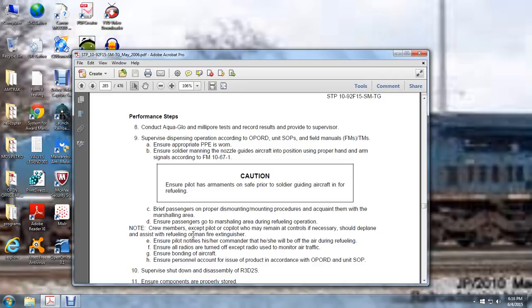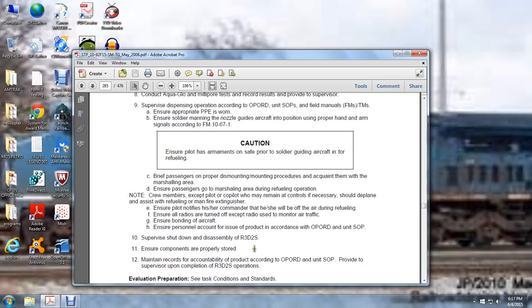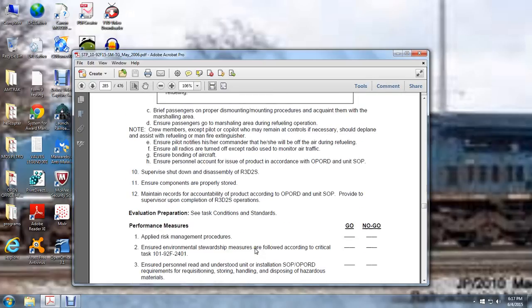Crew members, except for the pilot and co-pilot, who remain on the controls as necessary, shall deplane and assist with the refueling and the main fire extinguisher, and the pilot notifies his or her commander that he or she will be off the air during refueling. Ensure all radios are turned off except for the radio used to monitor air traffic control. Ensure the bonding of the aircraft. Ensure personnel account for the issued product in accordance with the operation order and unit standard operating procedures.